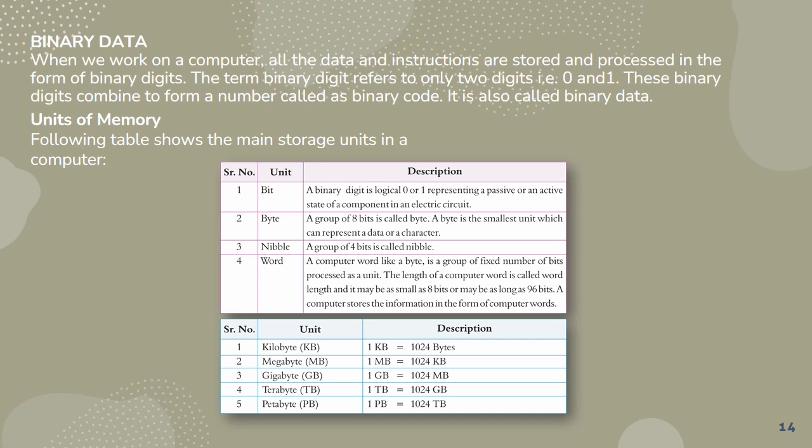Binary data. When we work on a computer, all the data and instructions are stored and processed in the form of binary digits. The term binary digit refers only to digits 0 and 1. These binary digits combine to form a number called as binary code. It is also called binary data. Units of memory. Following table shows the main storage units in a computer.